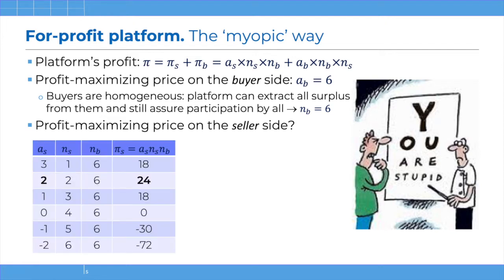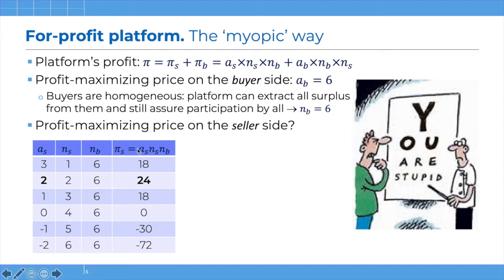Here things are a bit more complex because the sellers are willing to pay different prices to be on the platform. Actually, if you just focus on the seller side, the prices the platform may set go from 3 to -2, and as you lower the price, you increase participation. With a price of 3, only seller 6 is willing to participate. If you decrease the price to 2, seller 5 is participating as well, then seller 4, and so on and so forth. We already know that 6 buyers are going to participate, so you can compute in the last column the profit that the platform is going to make on the seller side.